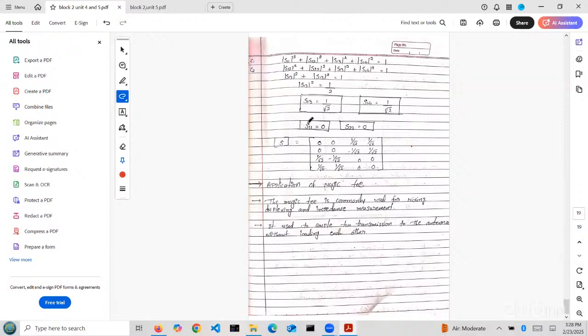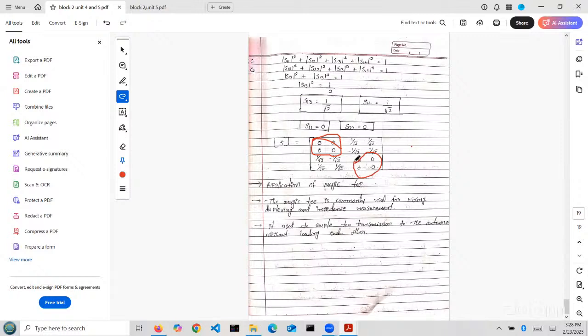And here I got S11 equal to 0. Next, S22 equal to 0. If you observe, the 2 by 2 matrix is 0. First, S11, S12 is 0. S21, S22 is also 0. Next, the last 2 by 2 matrix is also 0.